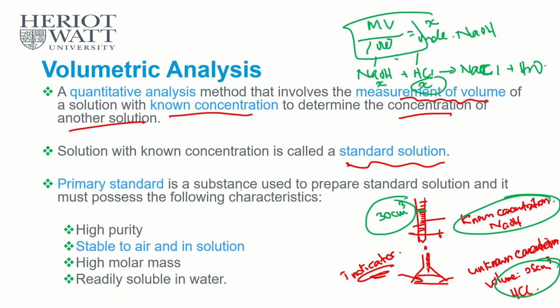Okay, so the main thing is you must have a standard solution. And how can we prepare a standard solution? A standard solution is prepared from a primary standard. What is that, a primary standard? A primary standard is a substance with the following characteristics. Number one, it must have high purity. Okay, no other impurity in it.